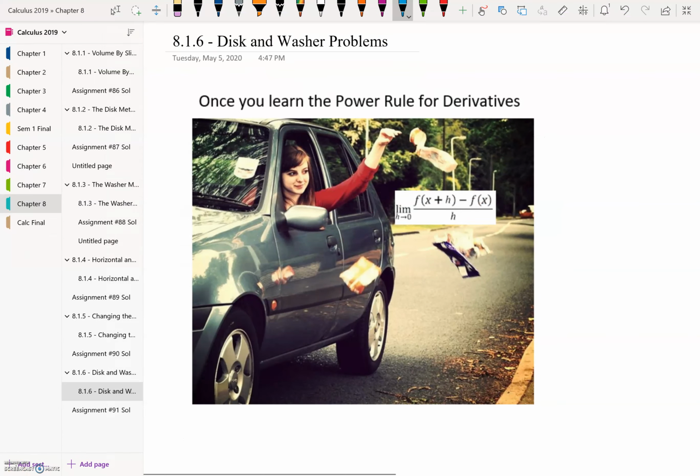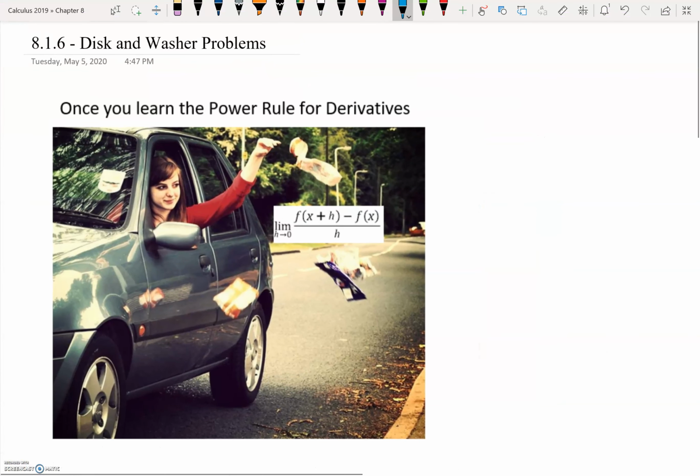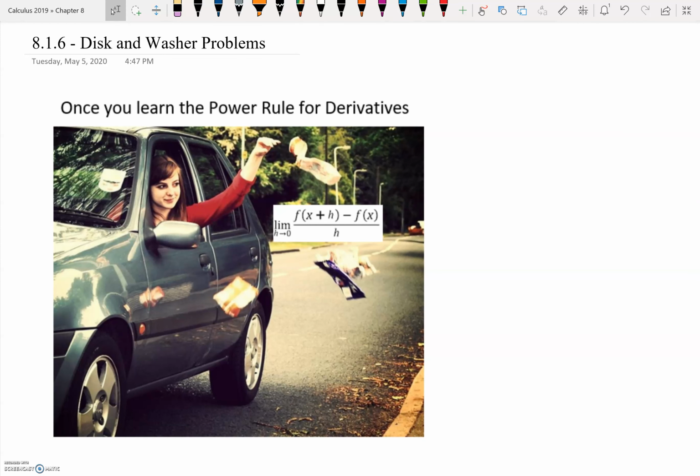Okay, so we're going to do a little bit of an easier one in this one. We're only going to do one problem from this section. We're going to do a washer problem. No, this is actually a disk problem, just kidding.